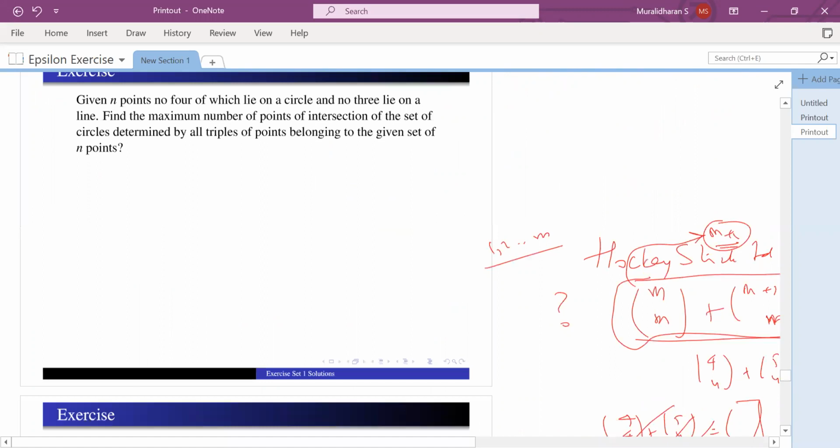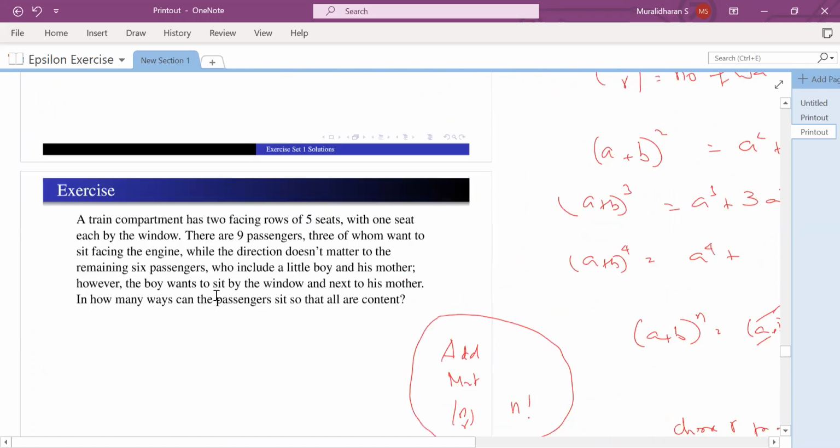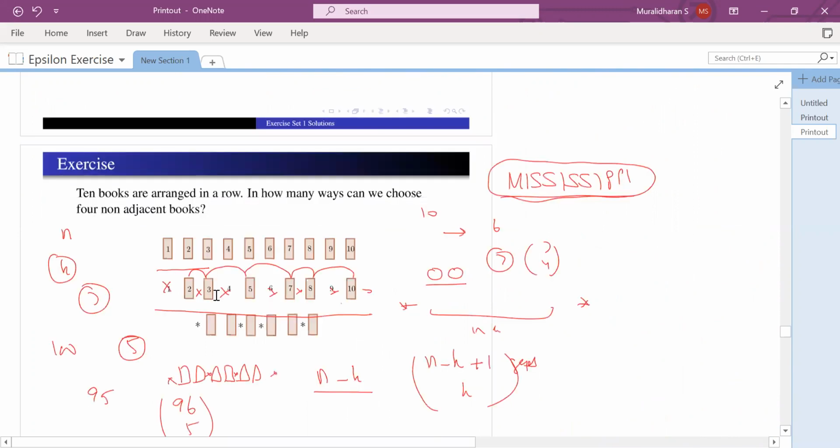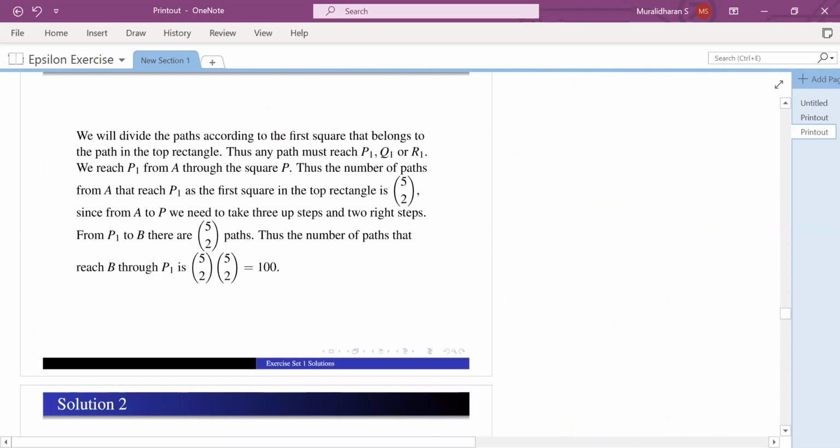So far, good going. At least even if you do 5 or 6 problems, it is still fine. But you have to appreciate that you have learned very few tools, and even with that, you can do very complicated problems like these. That's the moral of the story.